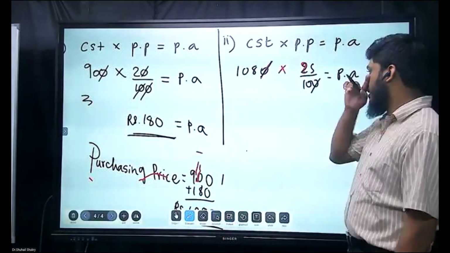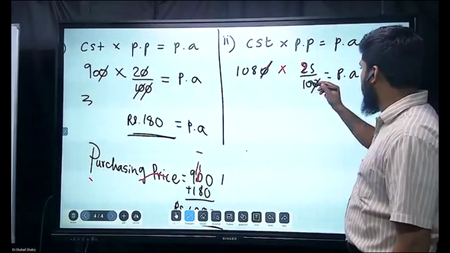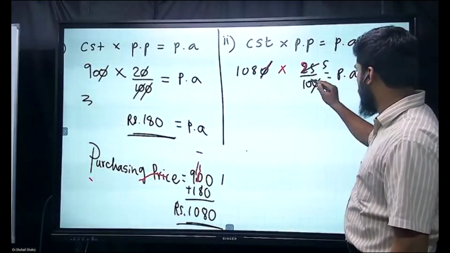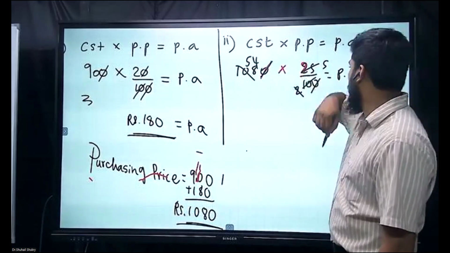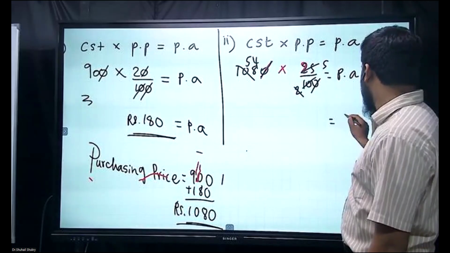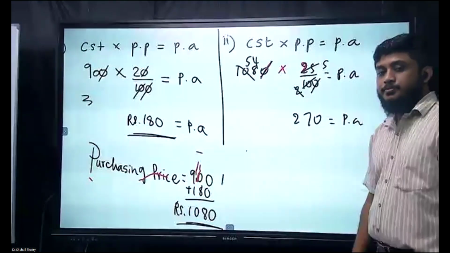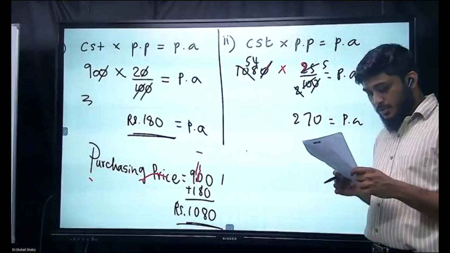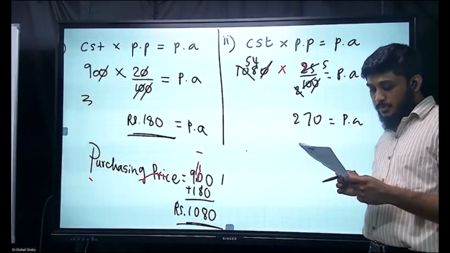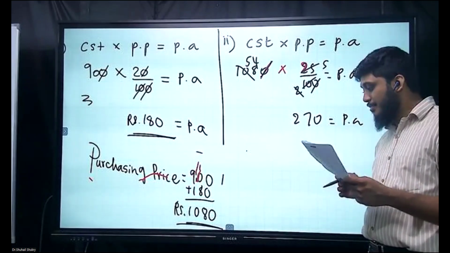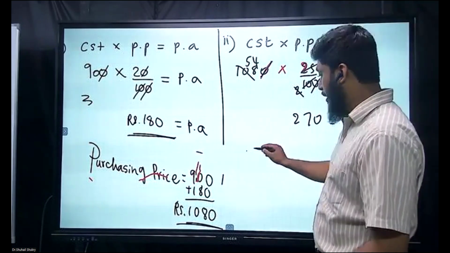Then 108 multiplied by 25. These both you can divide by 5. Here 5, here 2. Again 2 and 108 you can simplify to 54. 54 into 5 is 270. Right? Then this is the profit amount. What they are asking is the selling price. What is the selling price now?